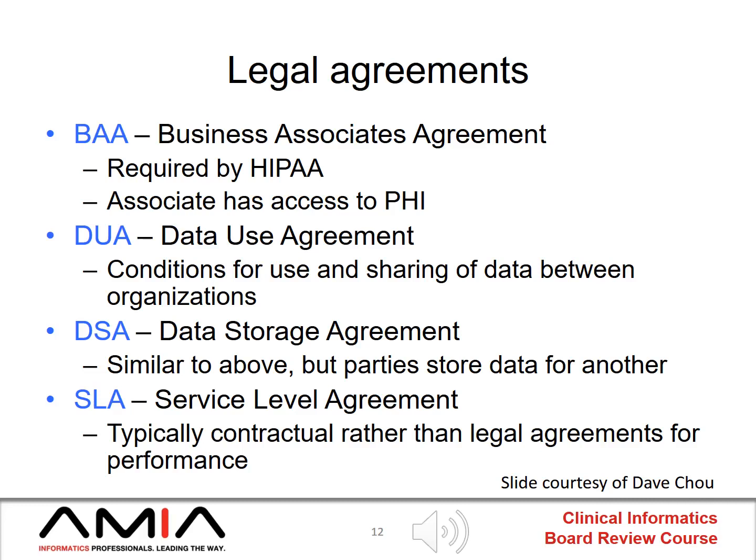And here's a little more on those legal agreements that might be useful if you're not familiar with these acronyms. BAA, as we discussed, is a business associate agreement that is required by HIPAA. A business associate is someone or some group that has access to protected health information, PHI. A data use agreement governs the conditions for use and sharing of data between organizations. Similarly, a data storage agreement has to do with storage. And a service level agreement is typically a contractual agreement that has to do with expectations and agreements regarding performance for support or speed or some other measure.